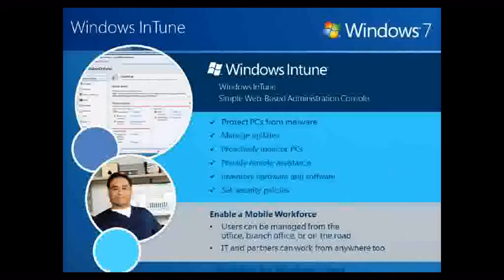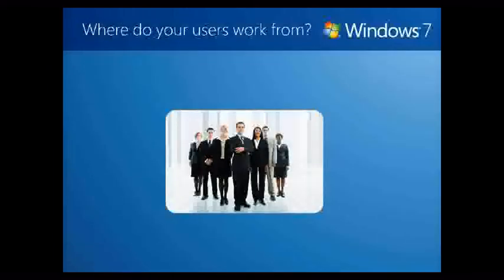One of the big things around this is it does give you Software Assurance rights for Windows Client when a machine is in subscription. So that means that I can put a Windows Intune subscription onto my XP machines, and I then have SA rights in order to deploy Windows 7 Enterprise. So that's how we can get the most out of that.